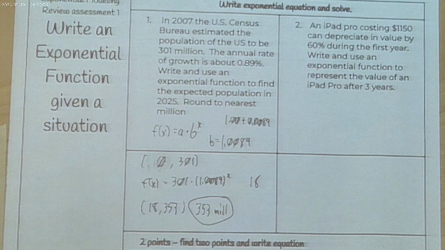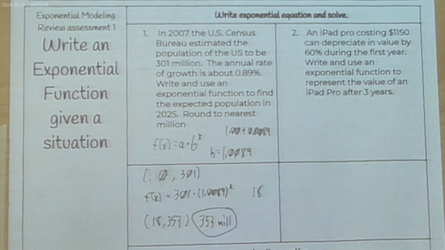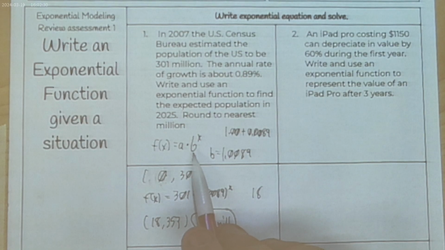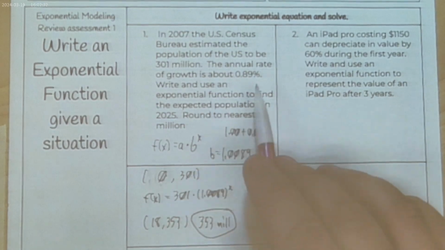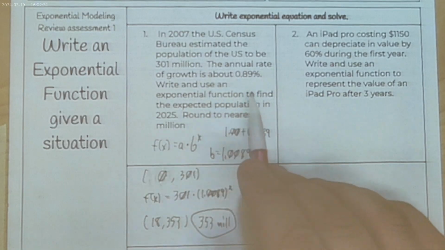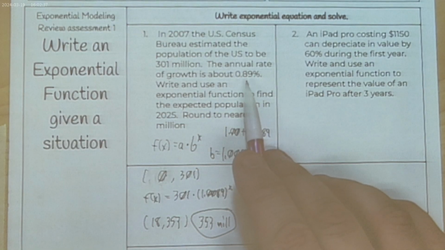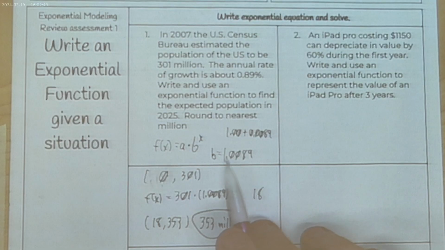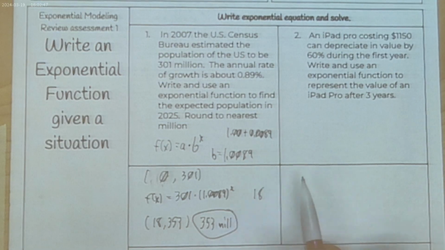So again, how did we get here? What did we start with? We know that we had to have the final answer in the form of f of x equals a times b of x. Finding b ended up being the easiest thing to do because we were given the annual rate of growth is 0.89%. So if we know that the rate is 0.89%, that means that we can solve for the number that's inside the parentheses, b, as 1.0089. So we're in good shape there.